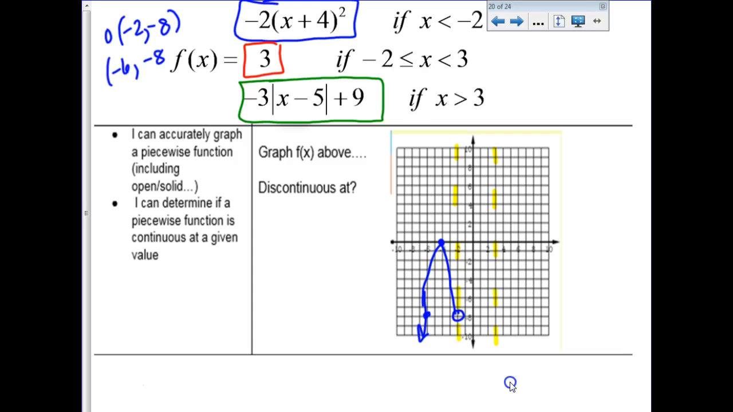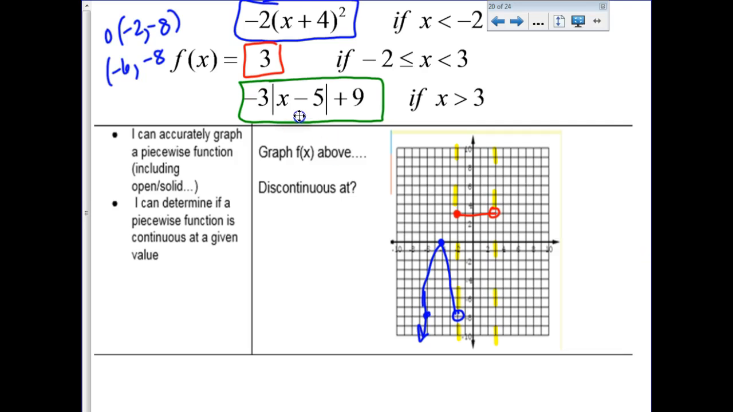Oh man, it's like my birthday when they give me a constant function. y equals 3 is just a horizontal line at 3. The only thing you guys got to determine is whether it's got open or closed circles. So it's got a closed circle on -2, and then it's got an open circle over here. Cool.